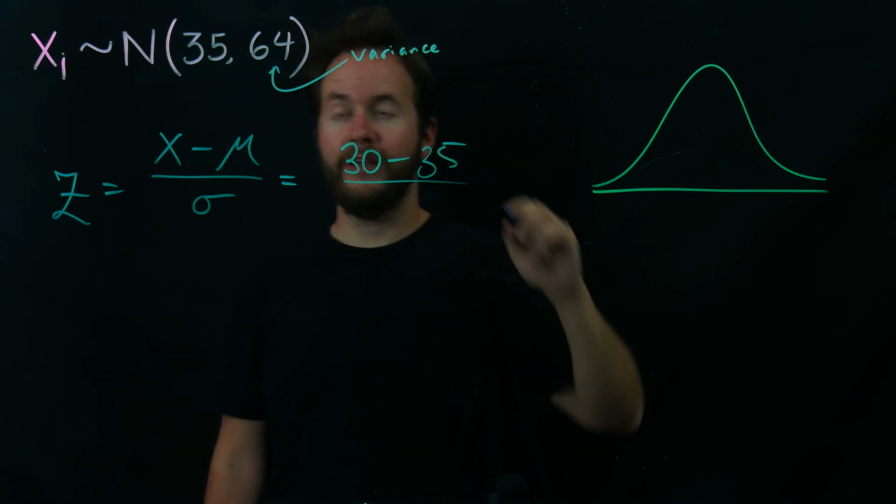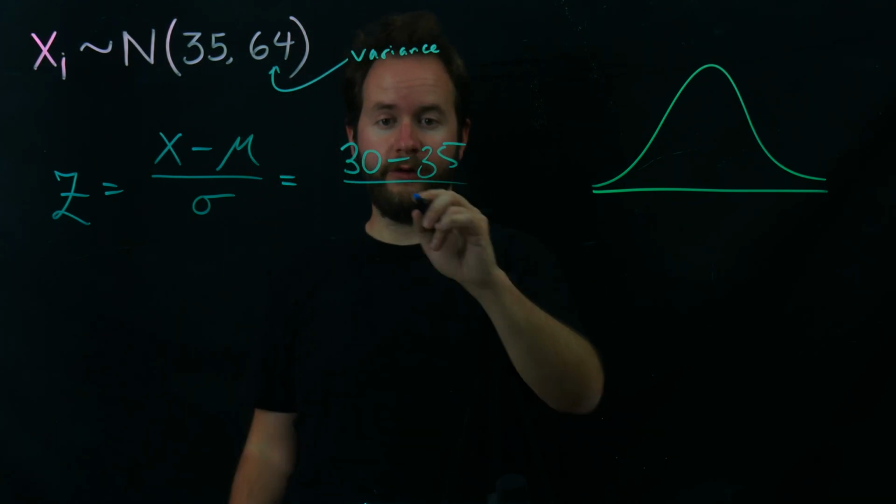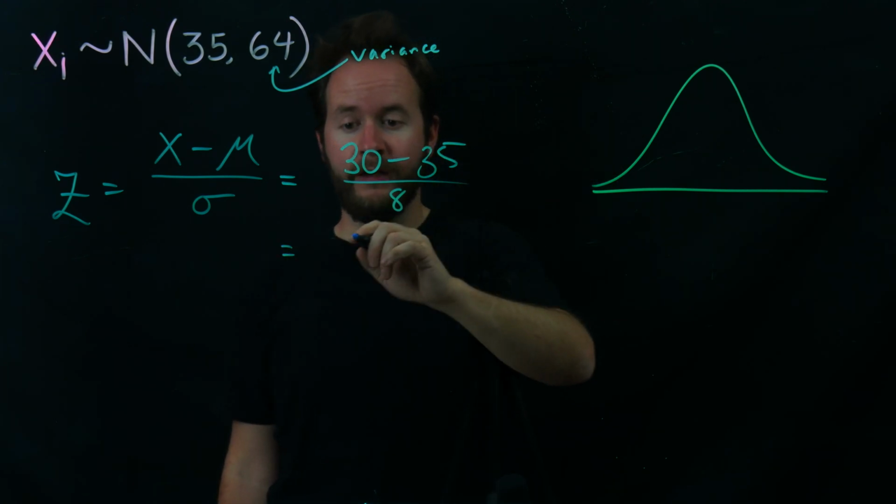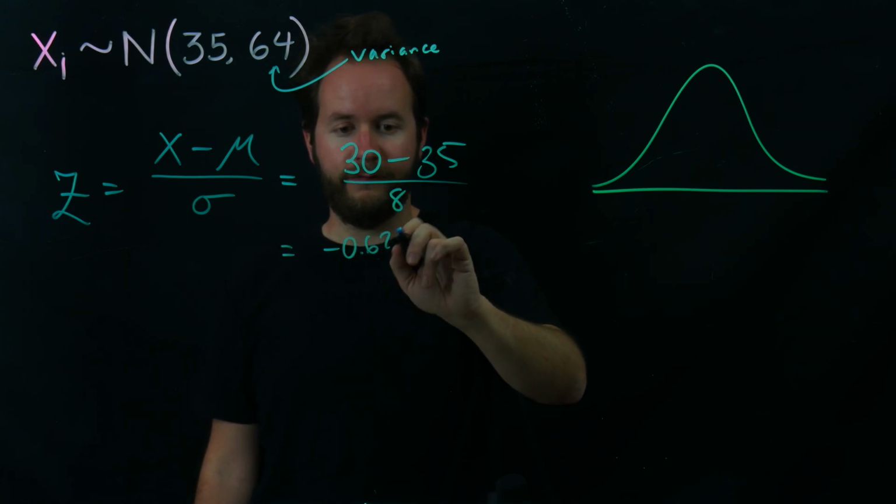So in order to get a standard deviation, you need to take the square root of that. The square root of 64 is 8. So the corresponding Z-score would be 30 minus 35, which is negative 5, over 8, or negative 0.625.